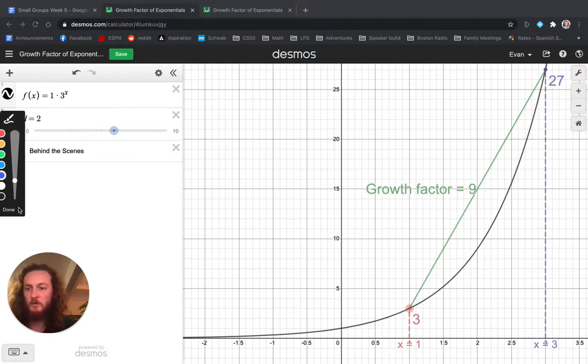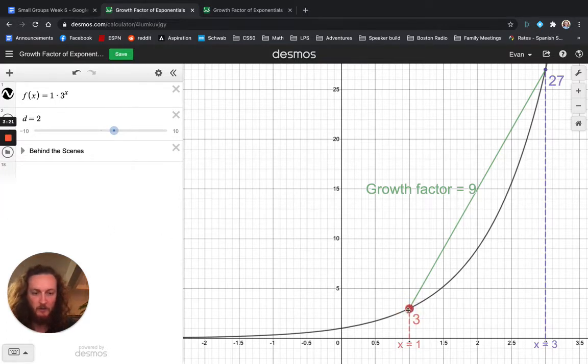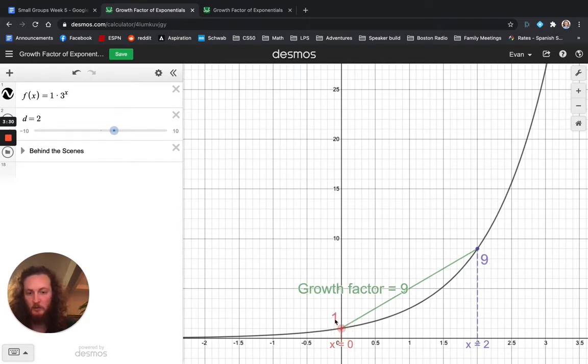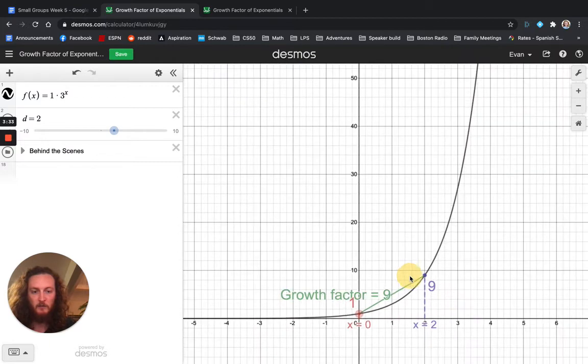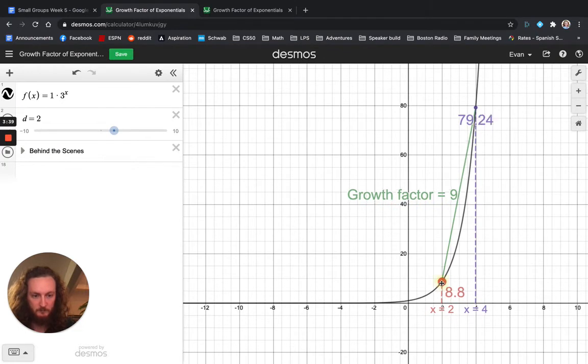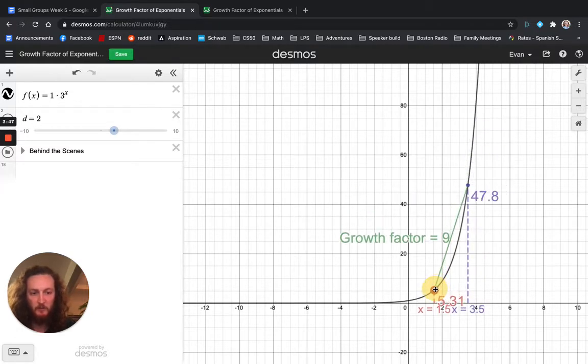And again, this works no matter which pair of points we pick. If we go from 0 to 2, we grow from 1 to 9. That's a growth factor of 9. If we even zoom out and go from 2 to 4, that's a growth factor from 9 all the way up to 81. And this works even at fractions. If we go from 1.5 to 3.5, we can see how the growth factor is still times 9.